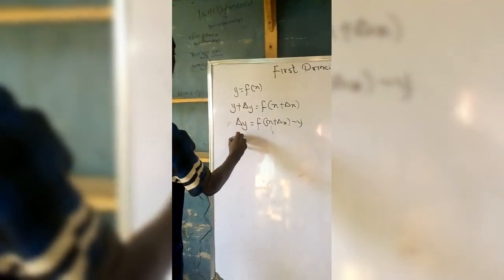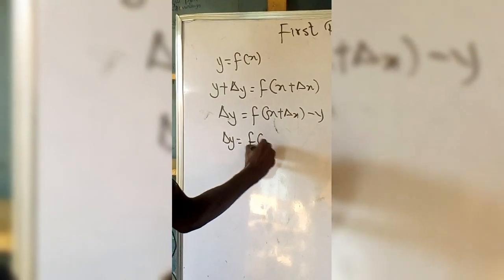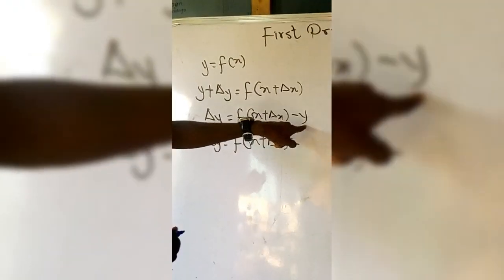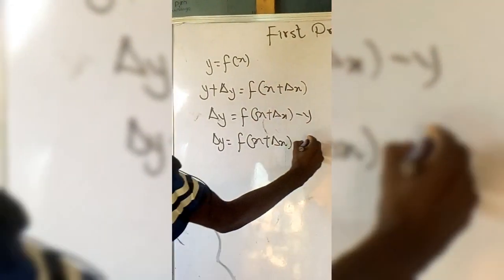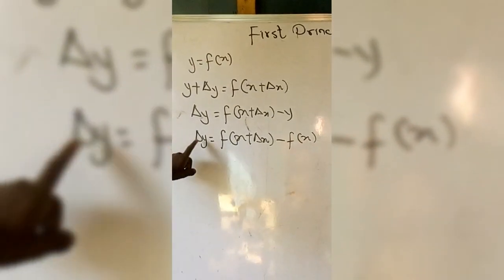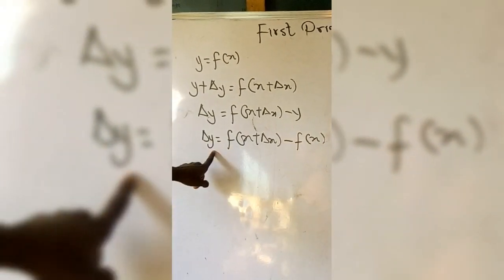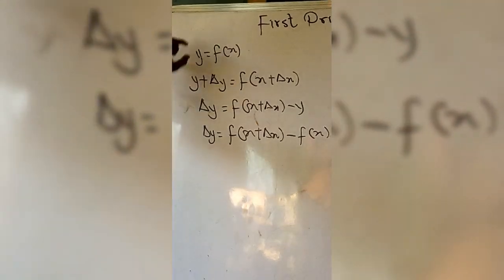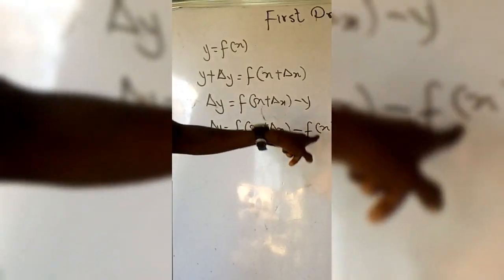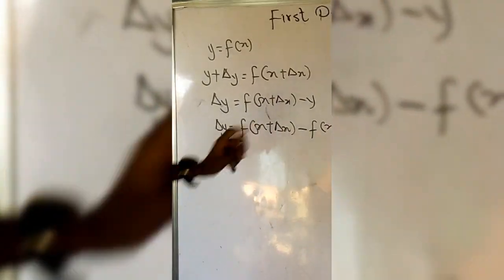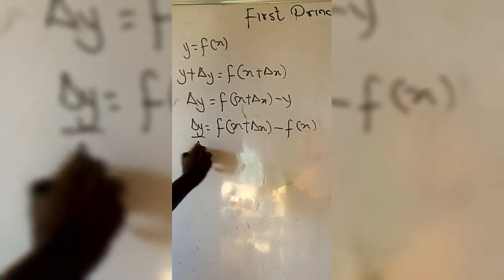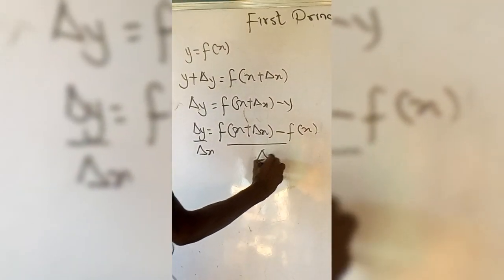So we have delta y equals f of x plus delta x minus. So instead of writing our y, which is the same thing as the function of x, we have f of x. So now we have a change in y, which denotes the little increase in y, equals f of x plus a little increase in x minus f of x, which is our y. So from here we divide both sides by what? By delta x.